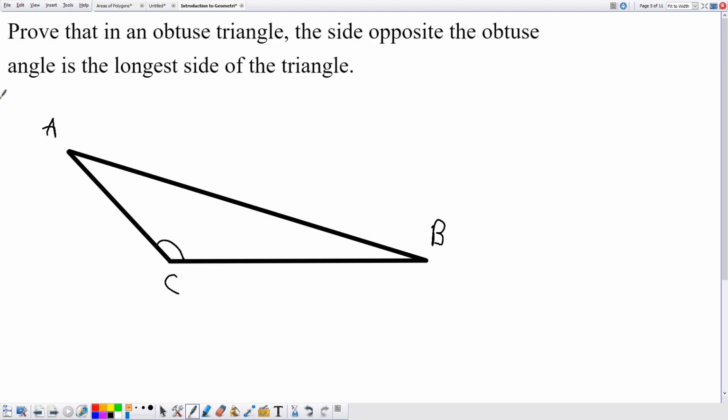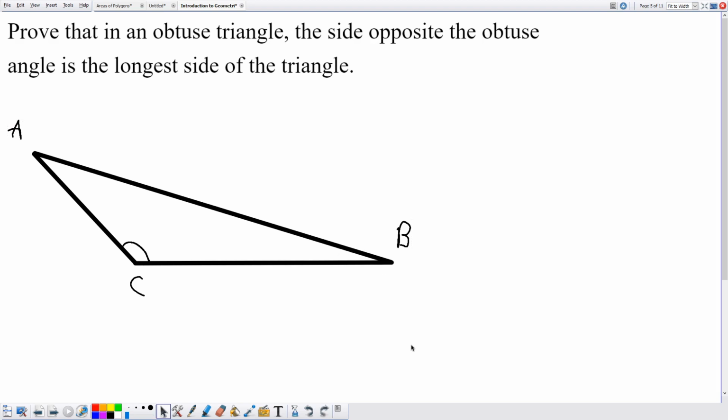Well, in the previous problem, we had proven that the hypotenuse of a right triangle is the longest side of that triangle. So let's try to make a right triangle out of this problem. That's always a good thing to try out, and see if we can get anywhere.